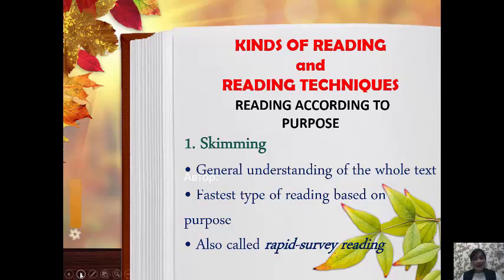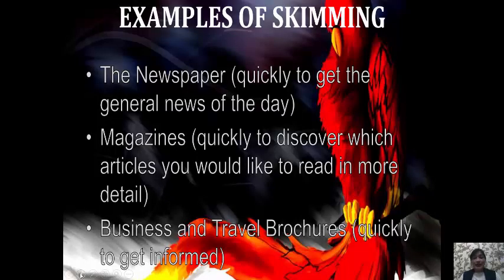What is skimming itself? Skimming is a general understanding of the whole text. It is the fastest type of reading based on purpose. Also, we call it rapid survey reading because in skimming we should give attention to the main idea of the text. As examples of skimming, we show the following.